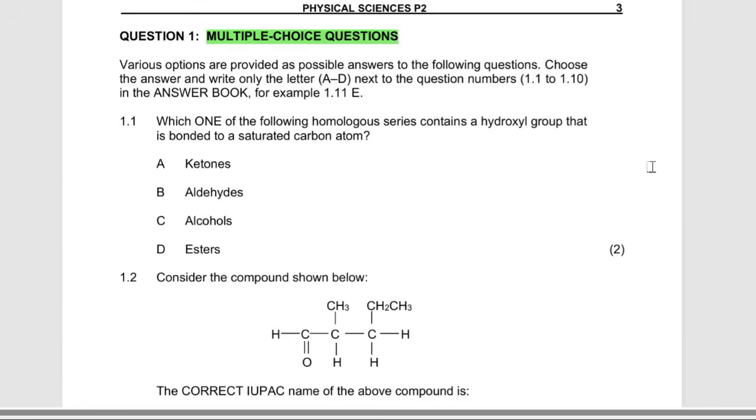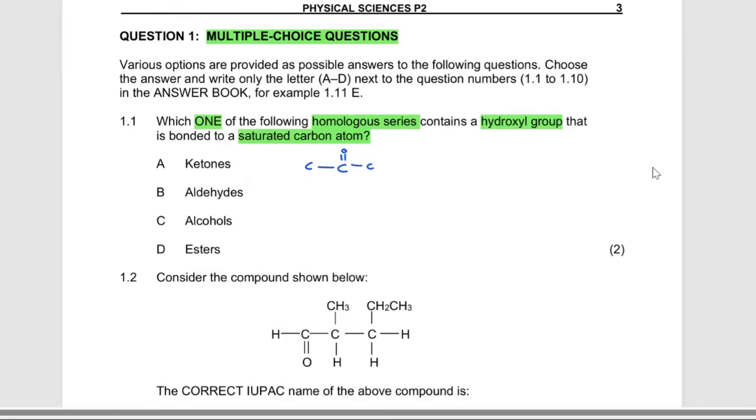So 1.1 reads: Which one of the following homologous series contains a hydroxyl group that is bonded to a saturated carbon atom? By saturated, we're referring to single bonds between carbon atoms. Option 1 says it's a ketone. A ketone, according to this, looks like this. We're going to have a C double bond O there. So this is the functional group of ketones.